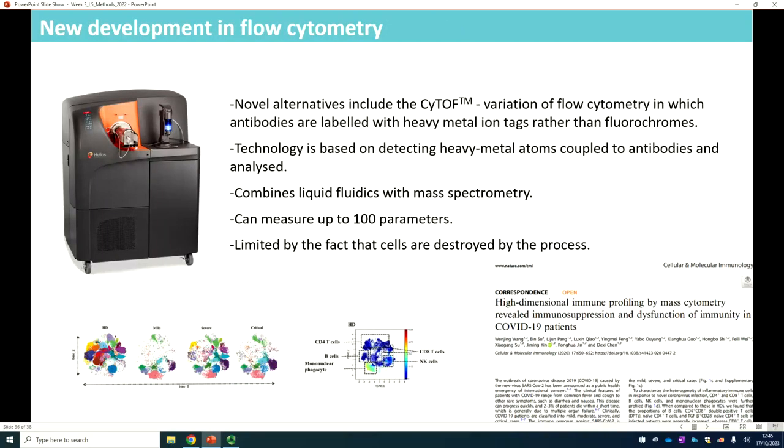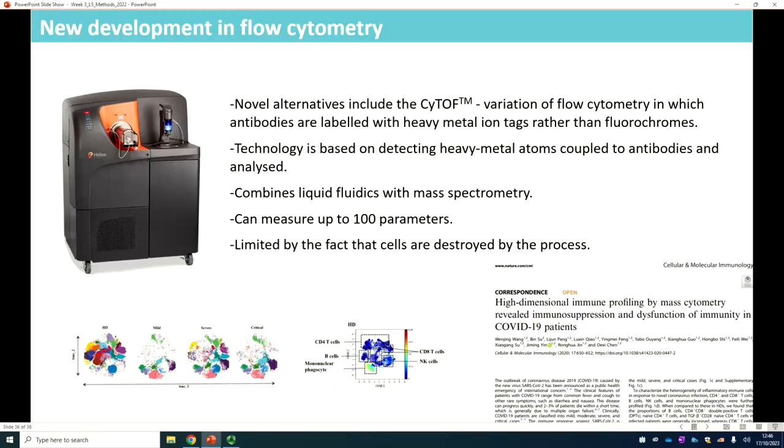There have also been some recent developments in flow cytometry. So one of these is the CyTOF. This is a variation in flow cytometry in which antibodies are labelled with heavy metal ion tags rather than fluorophores. And this technology is based on detecting the heavy metal atoms coupled to antibodies, and this is then analysed. So basically it's combining your liquid fluidics, your FACS approach, with mass spectrometry. That allows you to measure hundreds of different parameters, so it's really powerful. But it's limited by the fact that the cells are destroyed in the process. So obviously with cell sorting, you can put your cells through the FACS machine, but you can recover them and keep them and then grow them in culture.